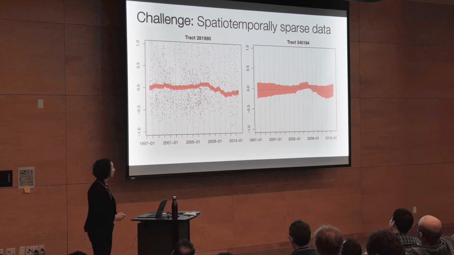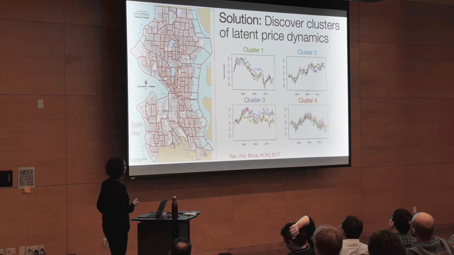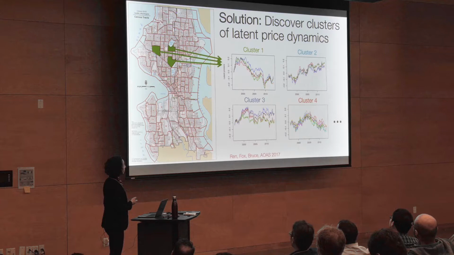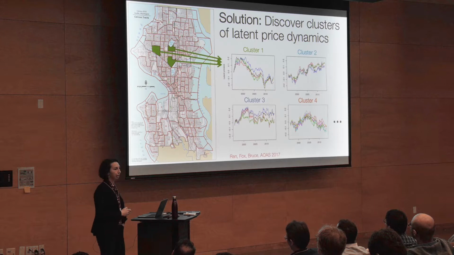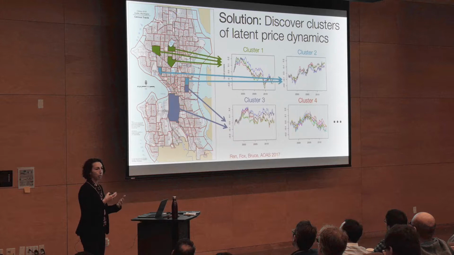Well, the idea that we're going to explore here is to discover these clusters of correlated time series. In particular, the goal is to discover groups of census tracts whose latent price dynamics are correlated. And if we can discover this structure, we can pool information, share information between these different regions to improve the robustness of our estimates.